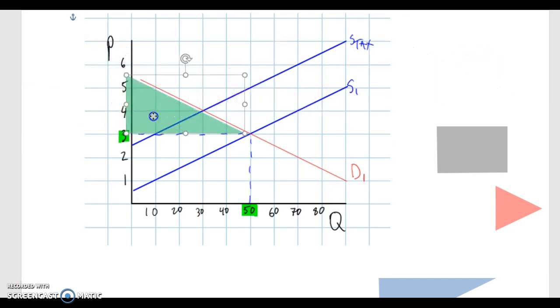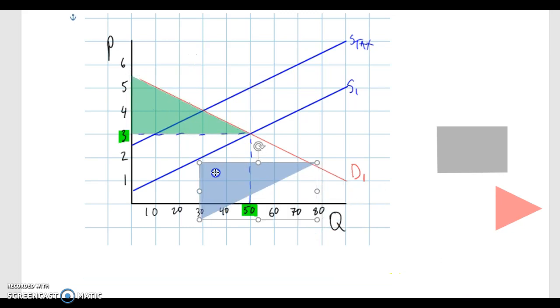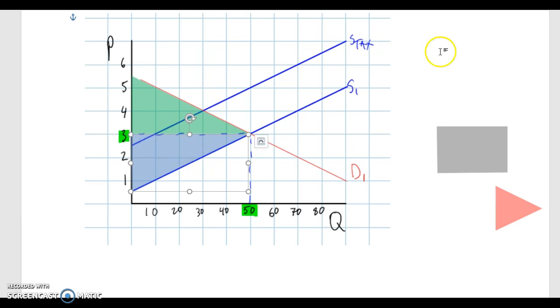here in green, we've got the area that is consumer surplus before the tax. And then in blue, this is producer surplus before the tax. I'm not going to take too much time making those line up. You'll just have to go with me.